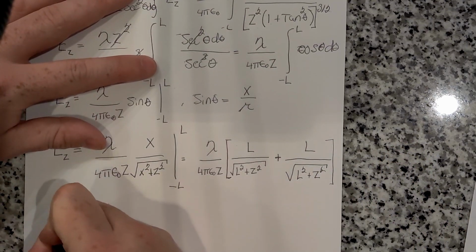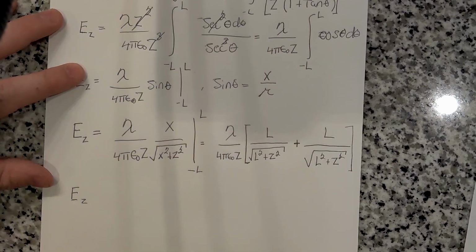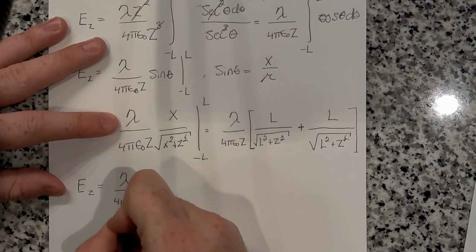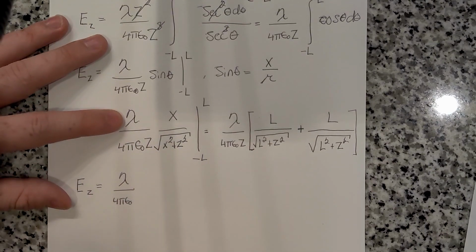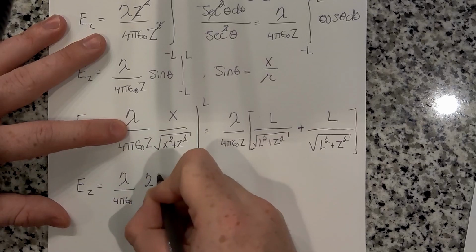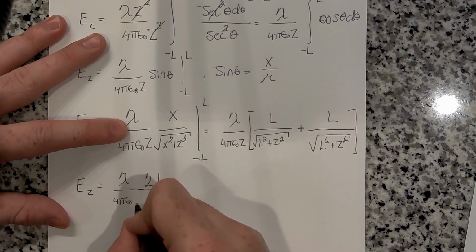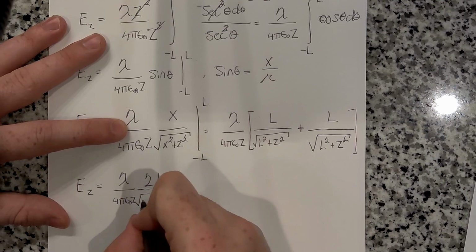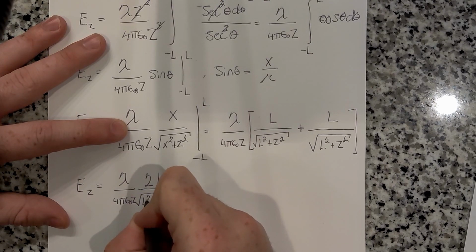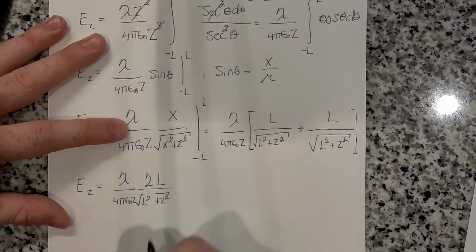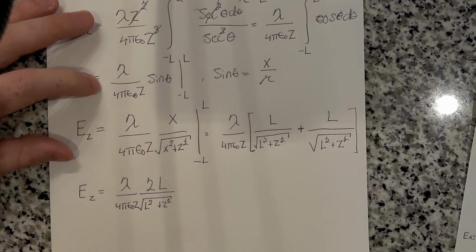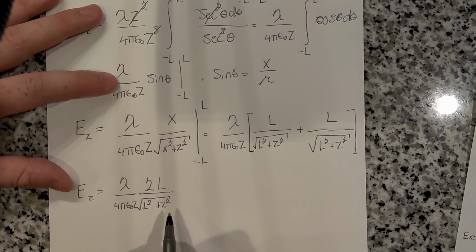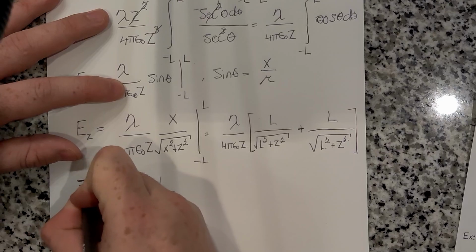So we find for our field, lambda over 4 pi epsilon naught, 2L over the square root of, I forgot my z here, L squared plus z squared. And yeah, that is the field for example 2.2.